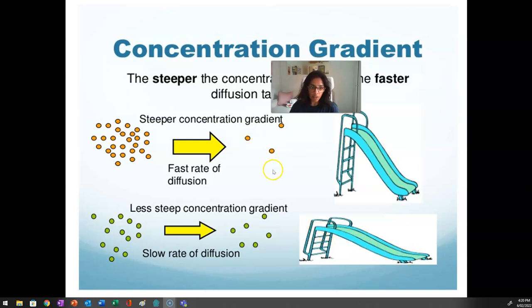And we can apply that logic to concentration gradients. If you have a really high concentration of particles on one side and hardly any on the other, these particles on the left are going to diffuse much faster to get to the other side and make everything even. However, down here, because we have a less steep concentration gradient, these particles will take a slower time, so they'll diffuse at a slower rate to get across. Okay, so this is a factor that affects diffusion rate, and that is the concentration.